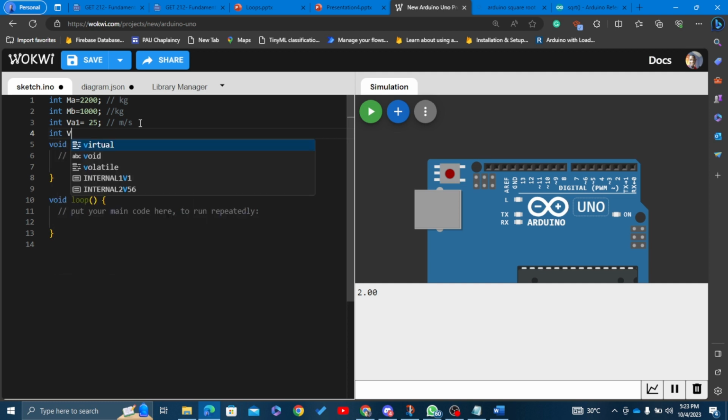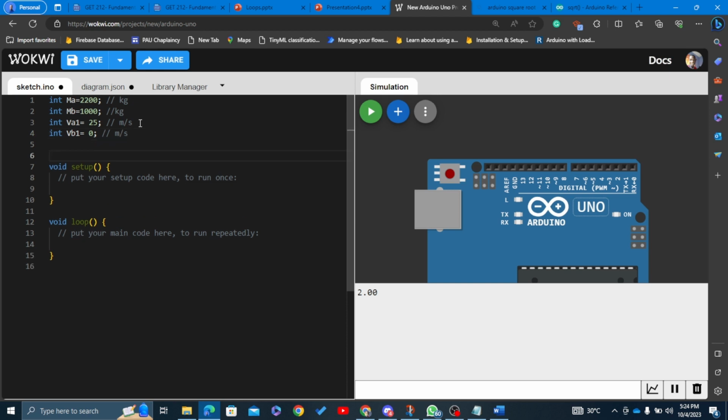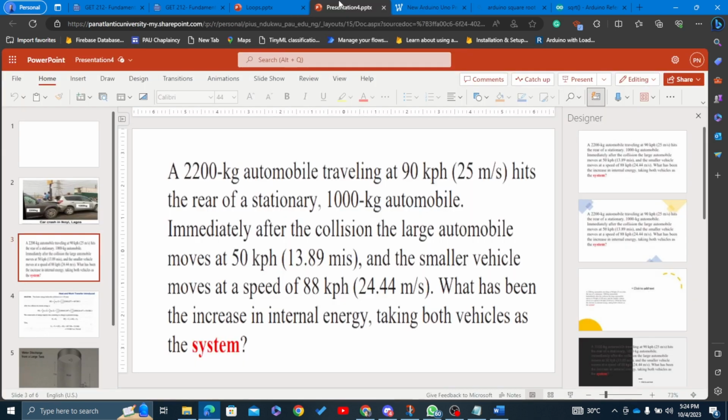So what is the initial velocity of the second car before the collision happened? Since it was stationary, the velocity will be 0. Now, after collision, what is the new velocity? So the velocity of the first car immediately after collision, the light automobile, is 13.89 meters per second.